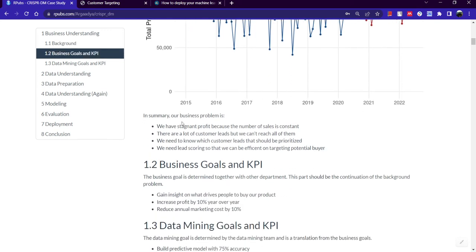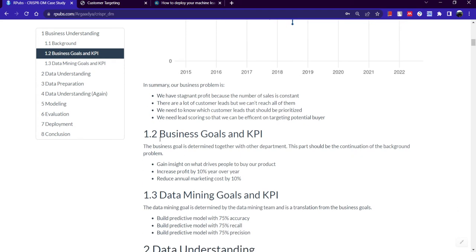So in short, the summary: they have stagnant profit because the number of sales is constant. The sales team is constant, and again, they're not looking to expand their team. There are a lot of customer leads, but they cannot reach all of them. Third, we need to know which customer leads should be prioritized, and we need lead scoring so that we can be efficient in targeting potential buyers. This is just what I mentioned. So not only do they need the system to tell them whether the customer is potential or not, but how potential the customer is, by a lead score.